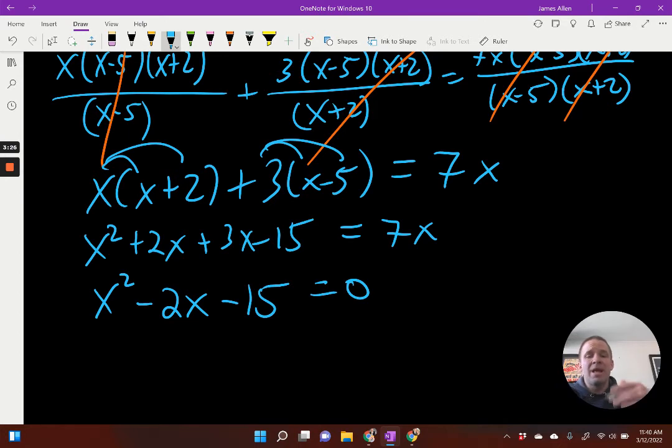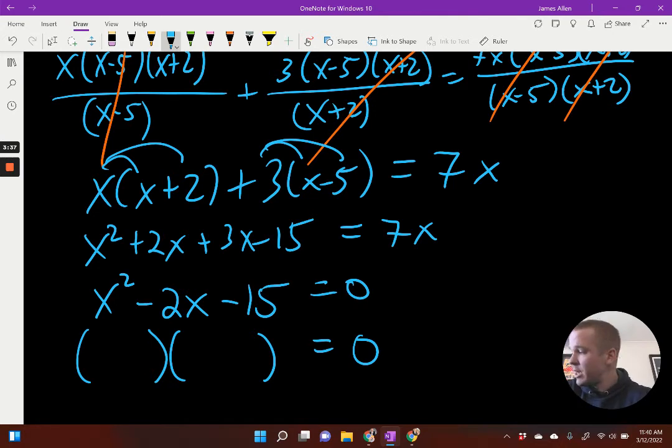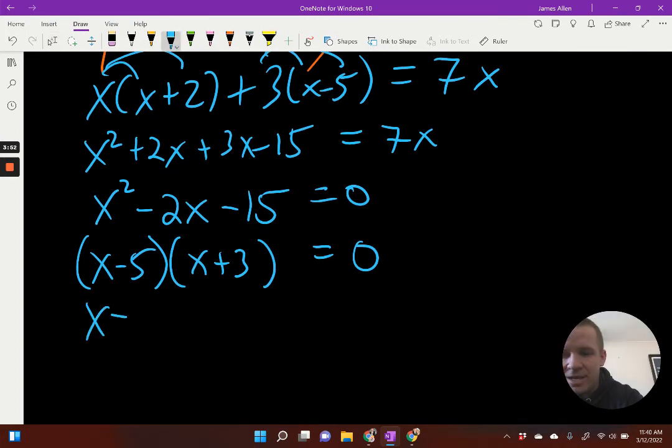All right, I have a quadratic, which I wanted to set equal to 0 so that I can factor and solve using the zero product property. So what multiplies to negative 15 and adds to negative 2? Jenny, do you know? She does. She said that it's going to be a negative 5 and a positive 3. Okay, thank you, Jenny. Negative 5 and a positive 3. Well, there we go. Now I'm going to solve this. So I'm going to get x equals 5, and x equals negative 3.